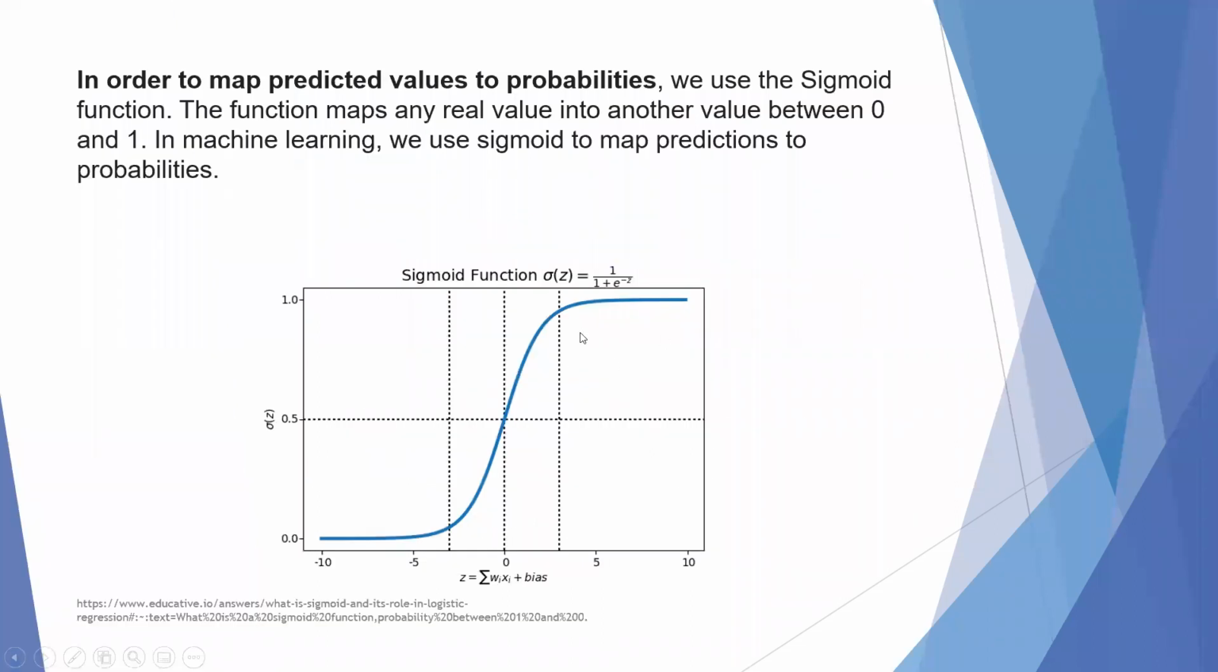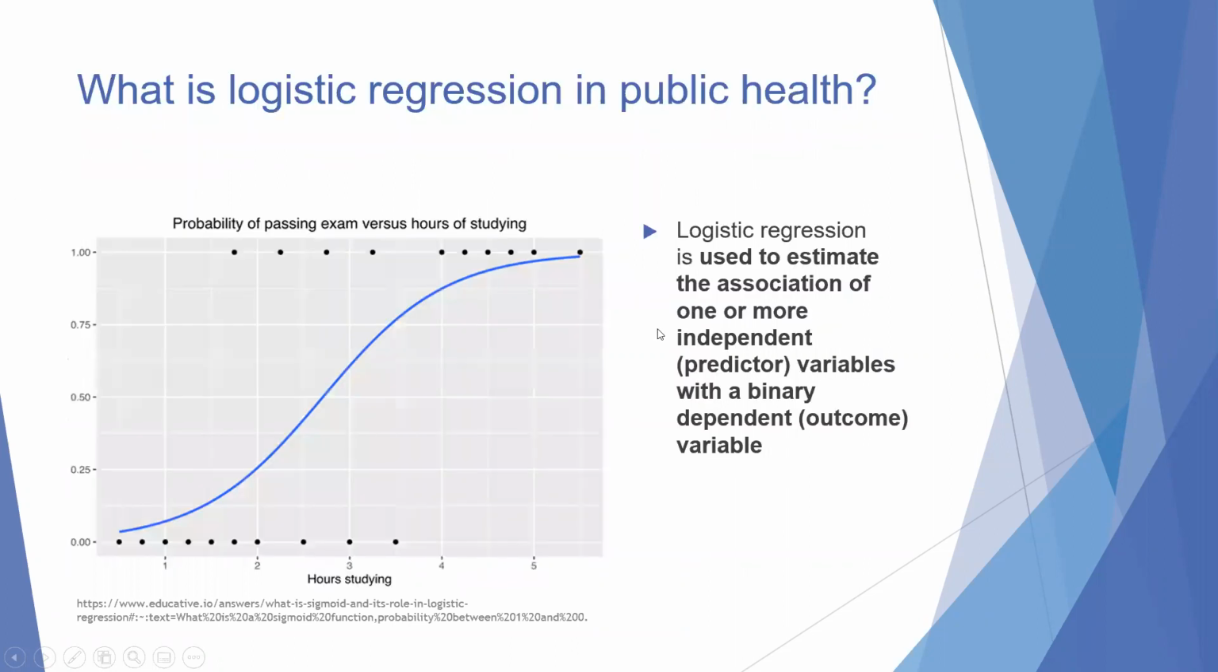One of the important functions of this logistic model is the sigmoid function. We use this sigmoid function in order to map predicted values to probabilities. It is a function that maps any real value to another value between 0 and 1. And in machine learning, we use this sigmoid to map predictions to probabilities.